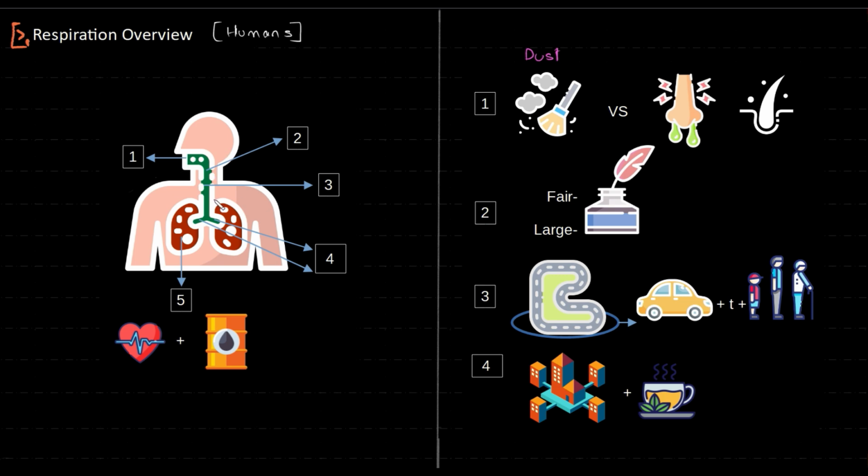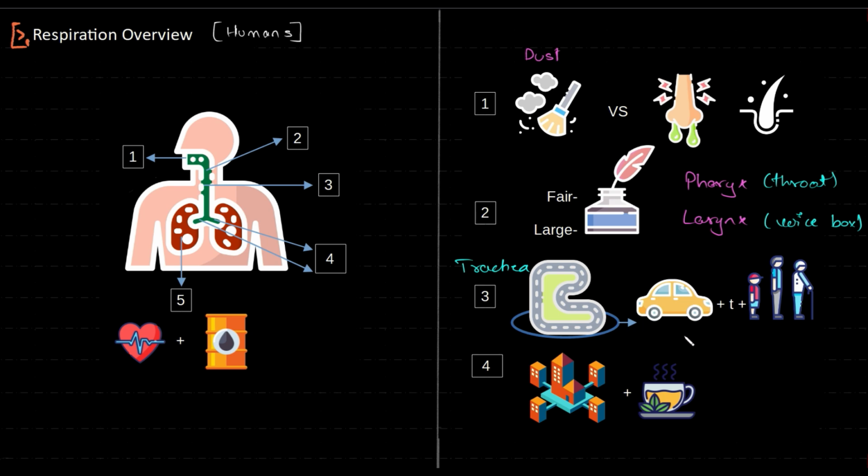And this air goes through something called the pharynx and larynx. So this is the throat and voice box, around that. Next, it goes through this part, yes, this is the trachea.